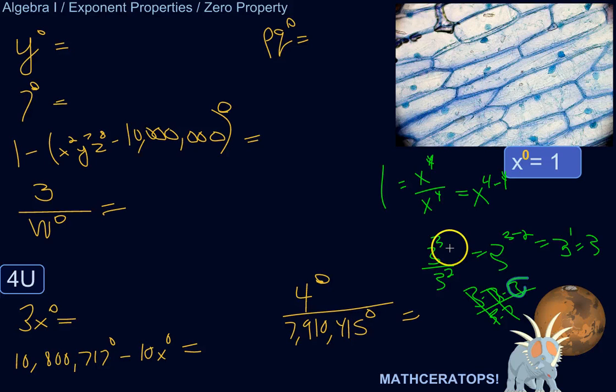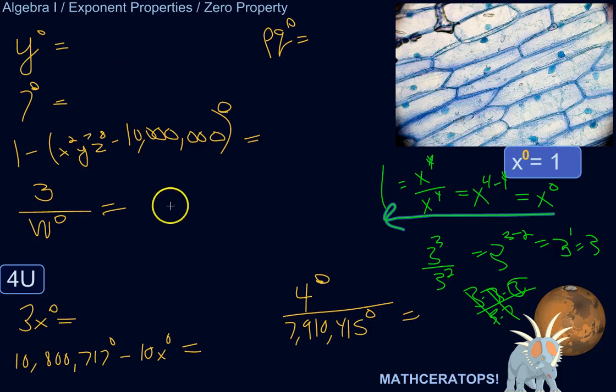Okay, so back up here, we can say that x to the fourth over x to the fourth is equal to x to the 4 minus 4. Well, what's 4 minus 4? That's 0. So now you just go this way. Boom, your mind is blown. Okay, so I hope that's convincing for you, that anything to the power of 0 is equal to 1.